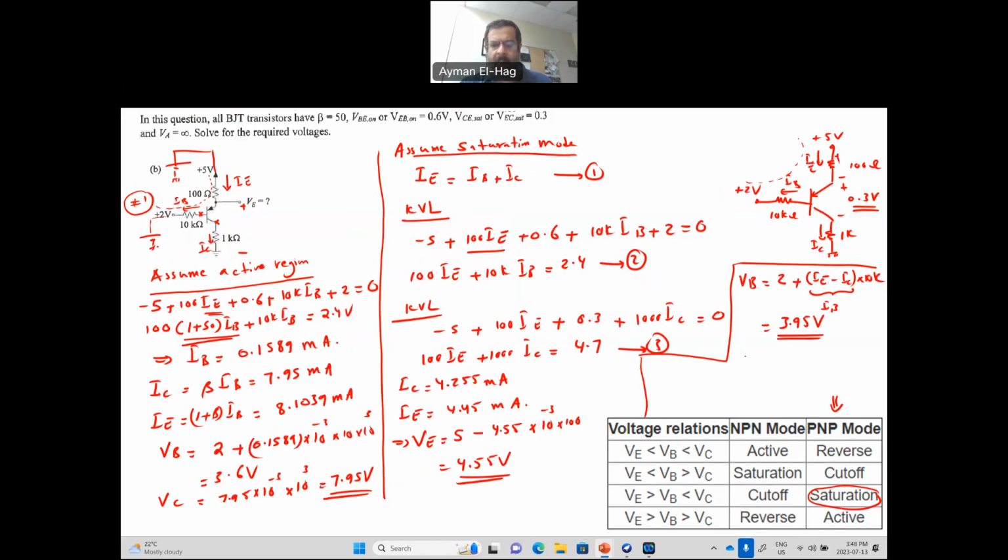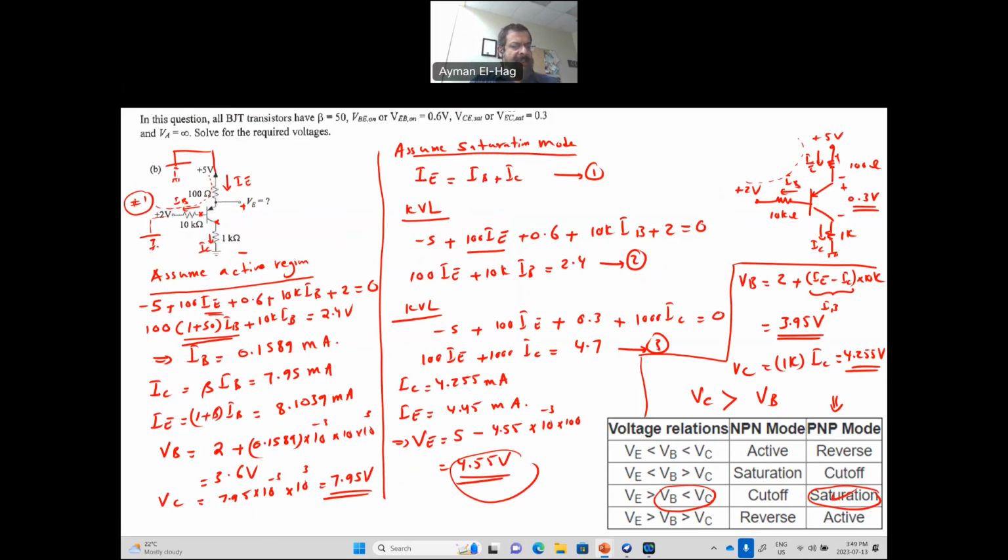You find VB equal to 3.95 volt. Find VC, which is the voltage from here to the ground, very simple, equal to 1K times IC, which is equal to 4.255 volt. So you'll find that your VC is greater than your VB, and your VE is also greater than your VB. So that means that it is in saturation, and your assumption was correct.